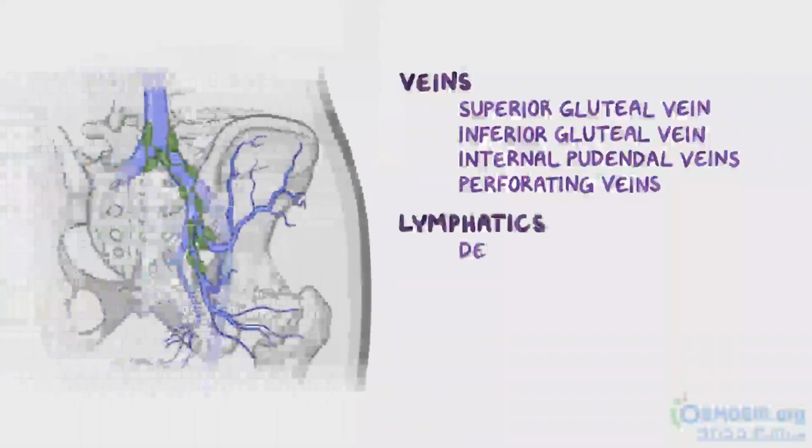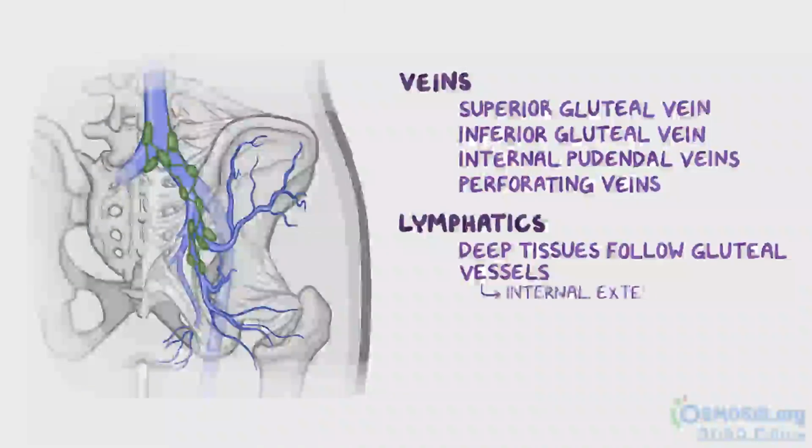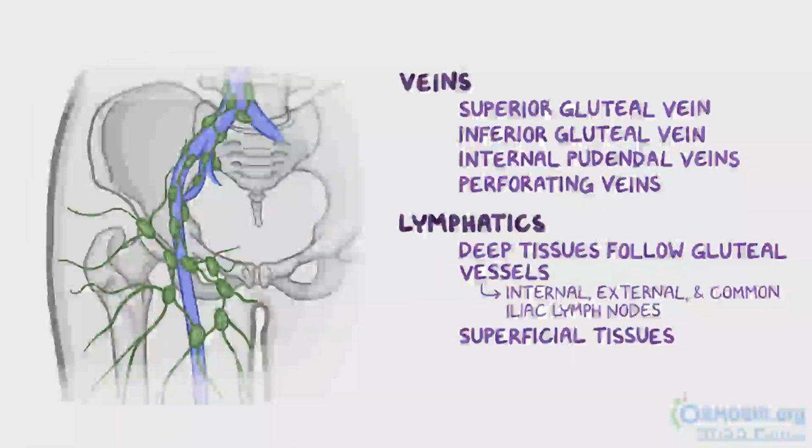Lymphatic vessels from the deep tissues of the buttocks follow the gluteal vessels to the superior and inferior gluteal lymph nodes, and from them to the internal, external, and common iliac lymph nodes, and from them to the lateral lumbar lymph nodes. Lymph from the superficial tissues of the gluteal region enters the superficial inguinal lymph nodes, which also receive lymph from the thigh.